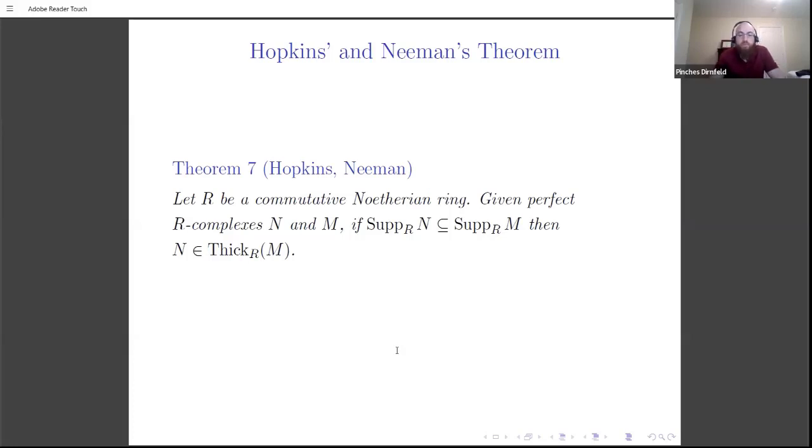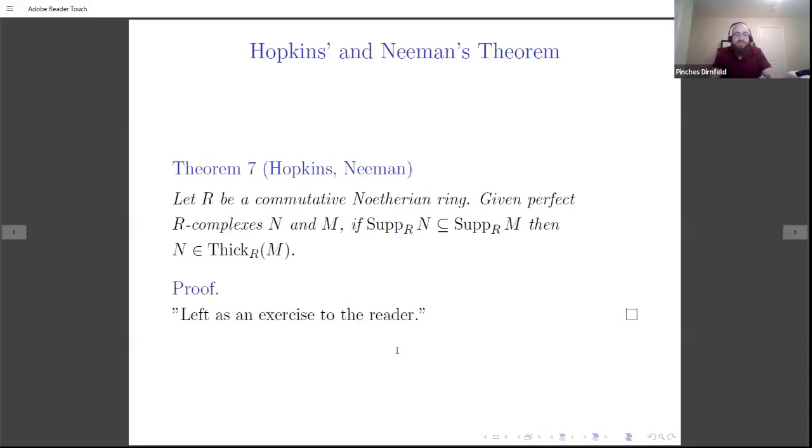Can you briefly mention what a perfect R complex is, or give an example? Perfect complexes are complexes of finite projective dimension. Oh, okay. Yes, that's a good point. I'm just used to calling them perfect complexes.